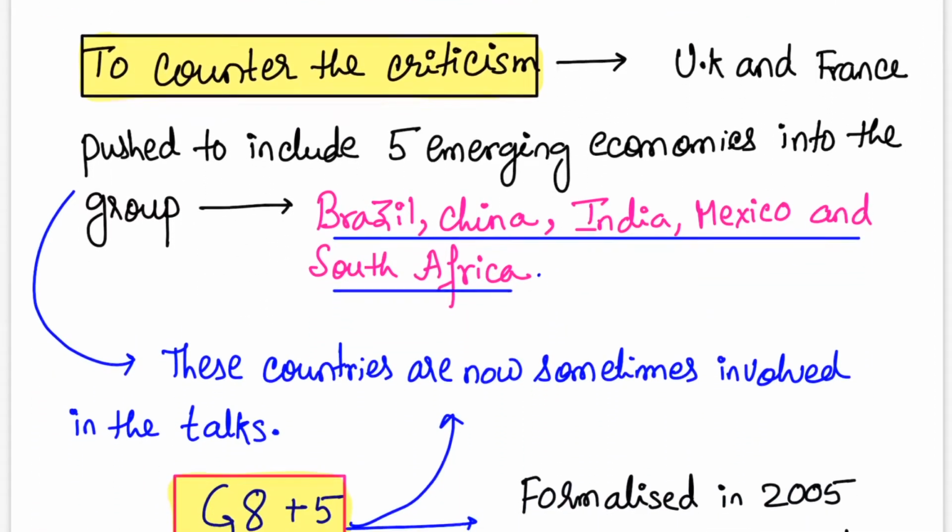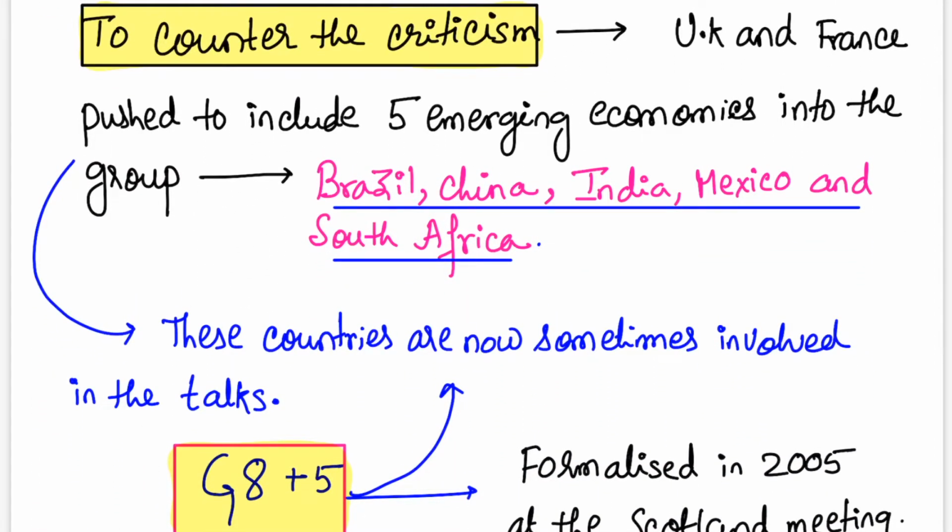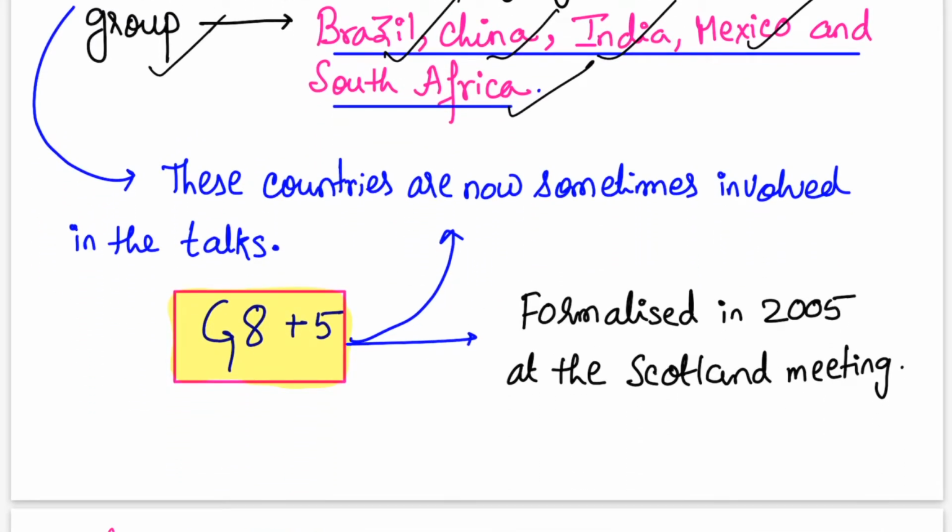To counter the criticism, the UK and France pushed to include the five emerging economies in the group. They were actually not included in the group, but they are sometimes called to the meeting because there are many big issues which cannot be talked about without these countries. As I told you, these countries have a large population and a large share of the world's GDP. So now they have started calling Brazil, China, India, Mexico, and South Africa to their meeting, and in the years they are called, this meeting is known as G8 plus 5.